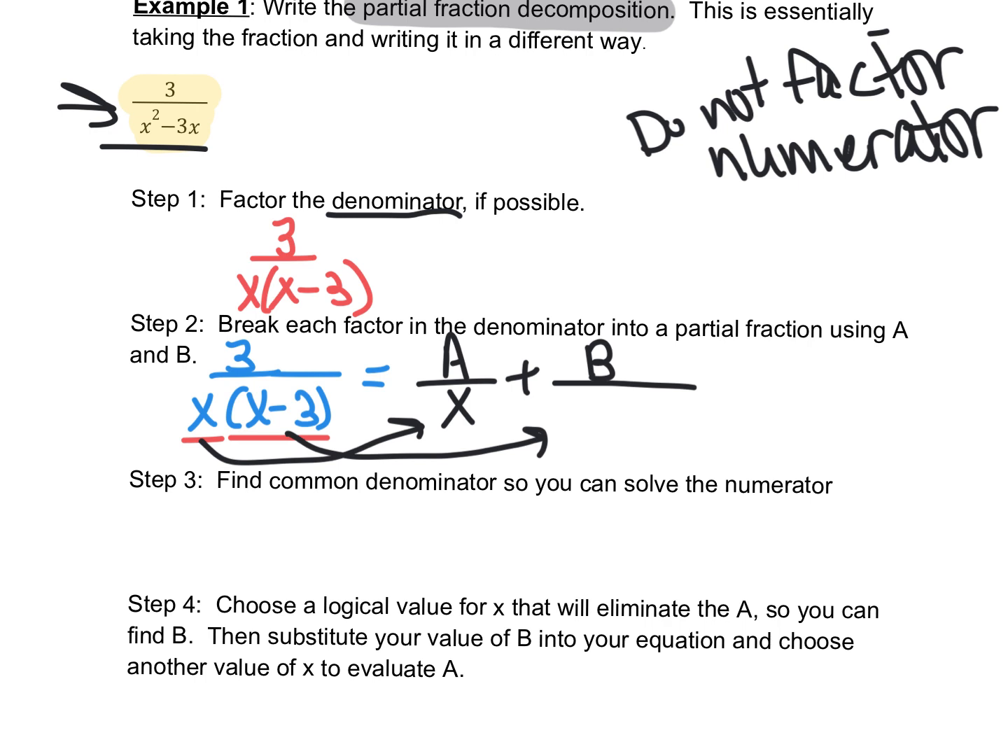We're going to figure out what a and b are here in just a minute, and then we put our second factor here. So in this step we're taking that one fraction and breaking it apart into 2 pieces. If there were 3 factors in the denominator, we'd break it apart into 3 pieces, okay? So step 2, we broke it apart.